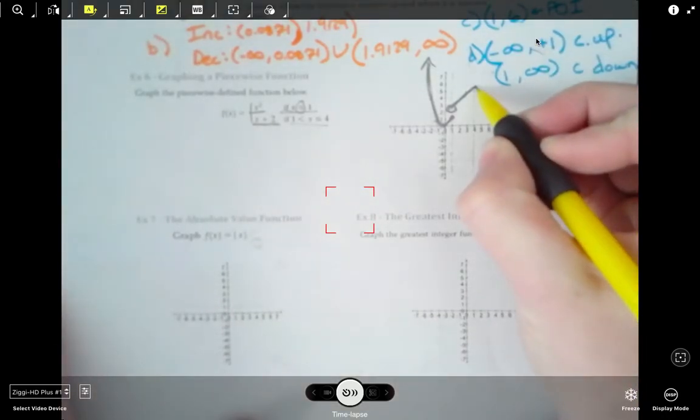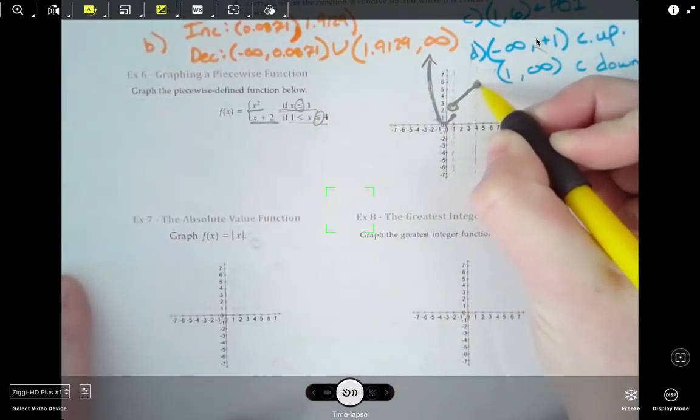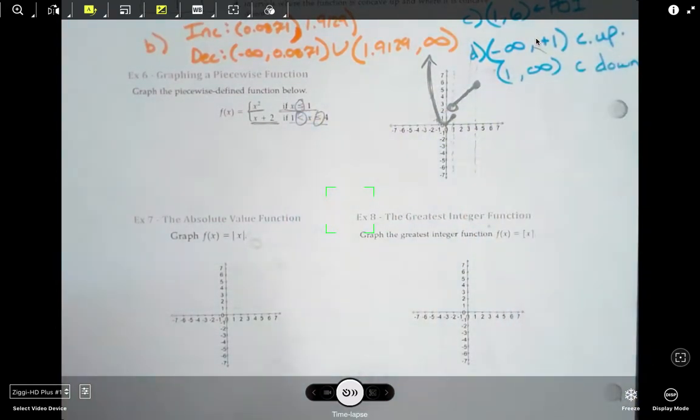And this guy over here on 4, should that be open or closed? That one should be closed because it's equal to. So this one's open because it's not equal to, closed because it's equal to. And that's what he will look like.